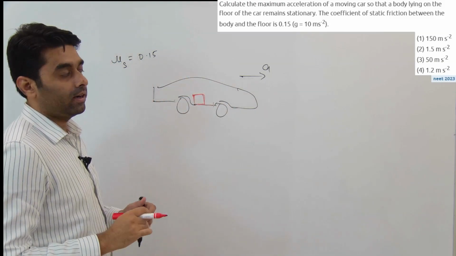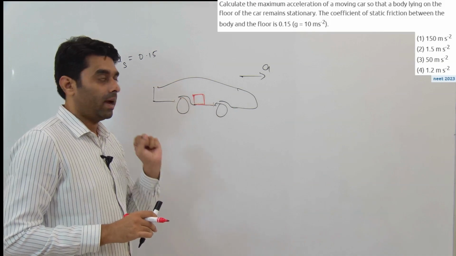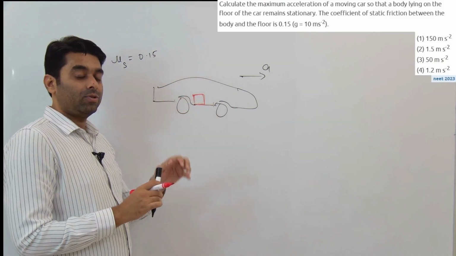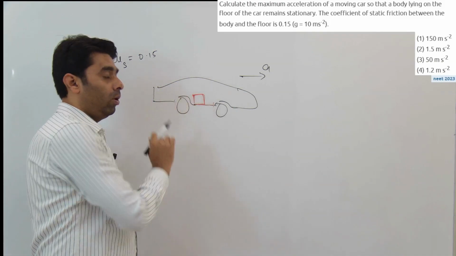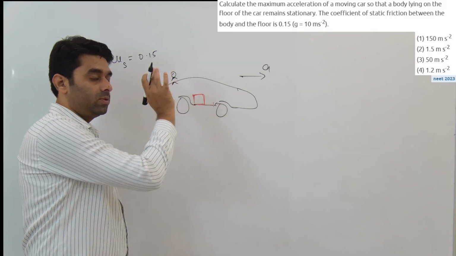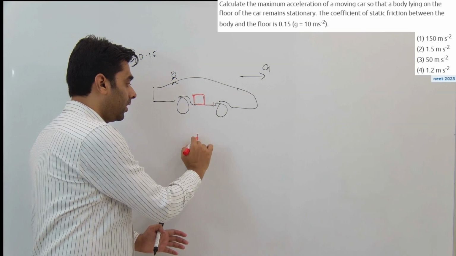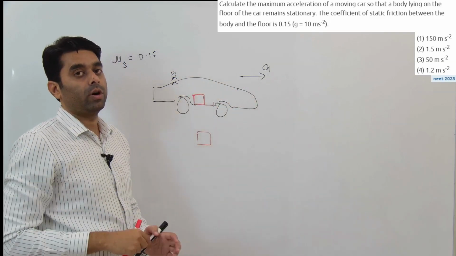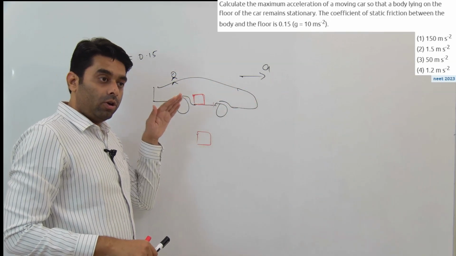Now if we take a look at the situation of this body, what is happening over here? Let's understand this, or let us take a look at this block with reference to the car itself, right? Let's suppose we are observing this with reference to the car. Now the car is an accelerating body. That means it is your non-inertial frame.